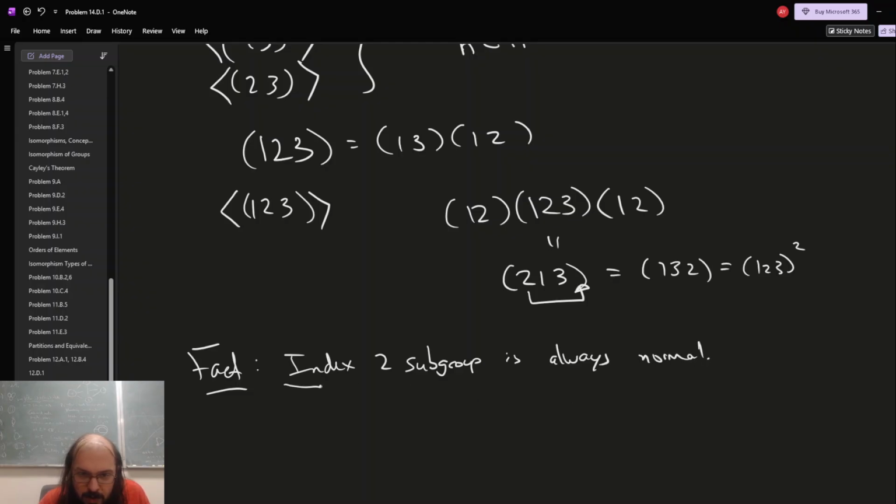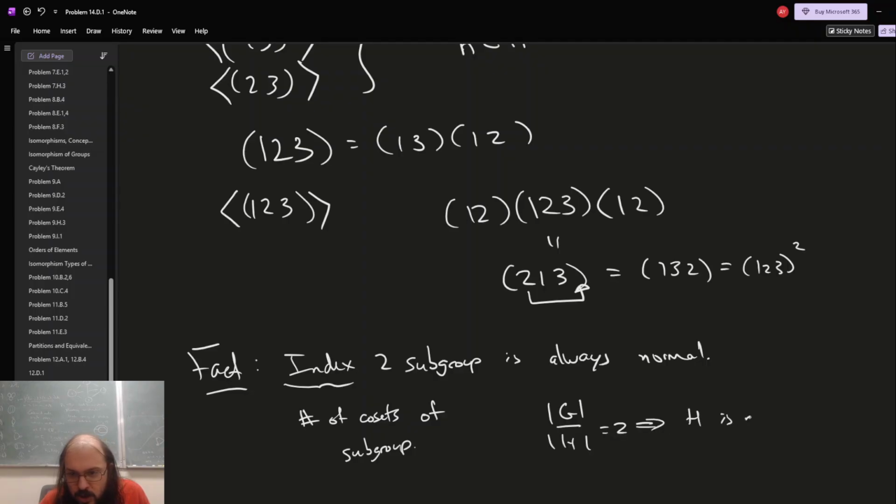And we recall that index, I don't know if we talked about this in the videos. Now that I'm thinking about it, I don't think we did, but I'm pretty sure it's in Pinter. This is the number of cosets your subgroup has. So in other words, if the order of G over H equals 2, H is normal automatically. And that's what happens here.